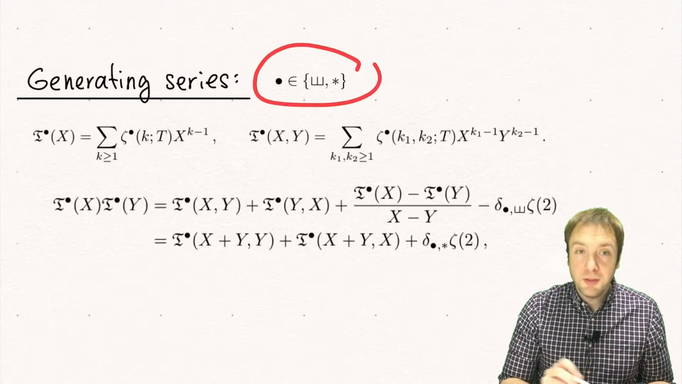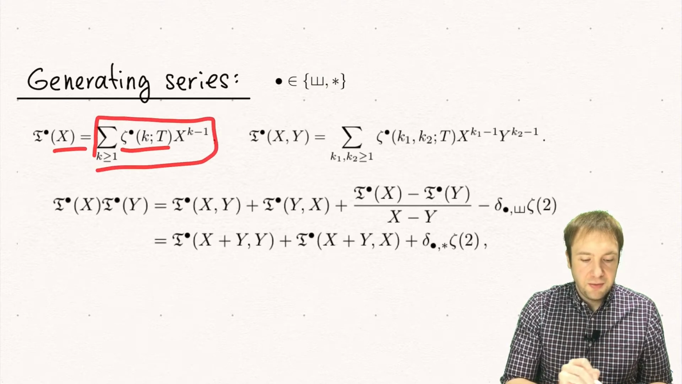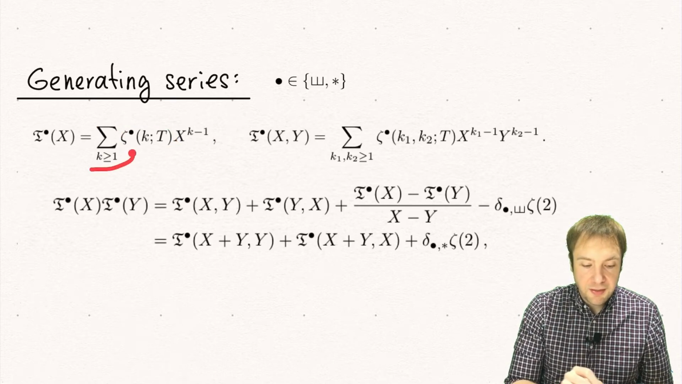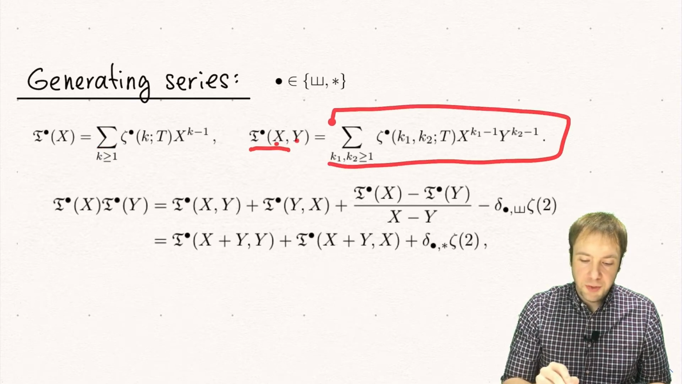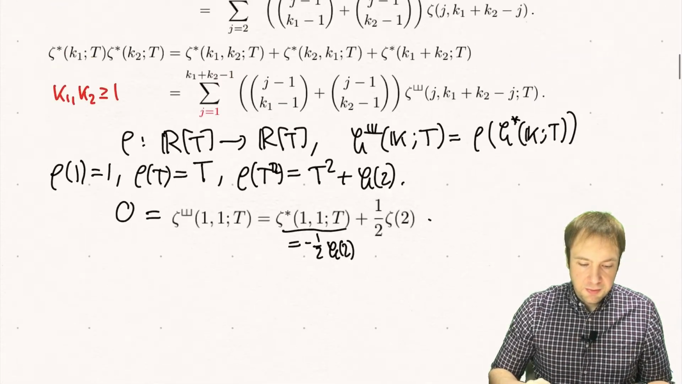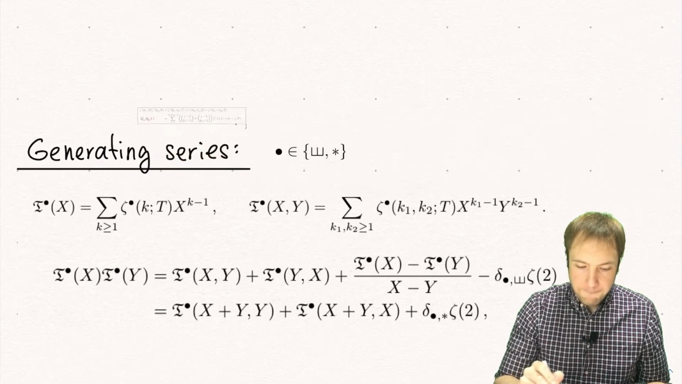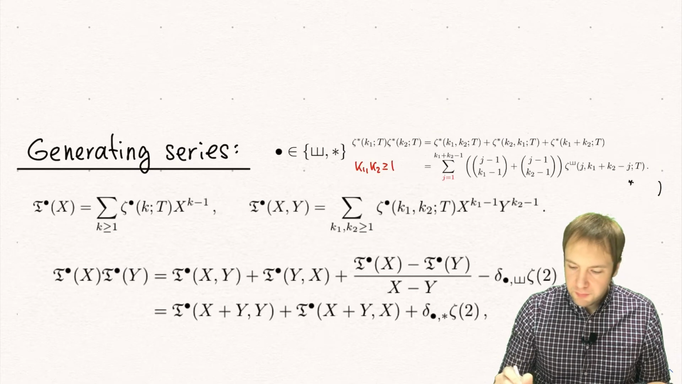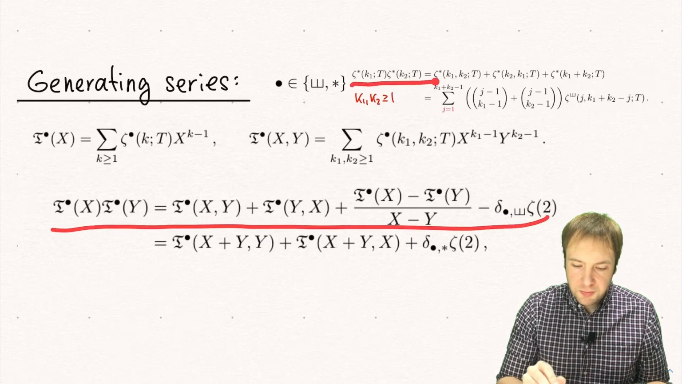So this bullet is now either shuffle or stuffle, and then by t(x) we denote the generating series of the single zeta value, which is basically just zeta k, and in the case k equals 1, this is just t. And this t with x and y is the generating series of these double zeta values. And then, let me go back here. So let's copy these equations and put them here. So here, this first line corresponds to this equation here.